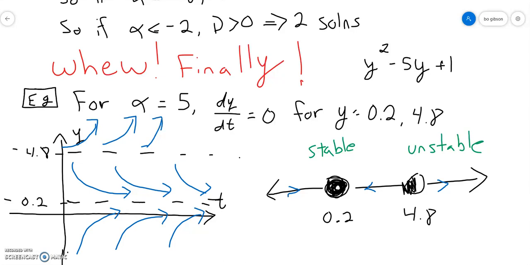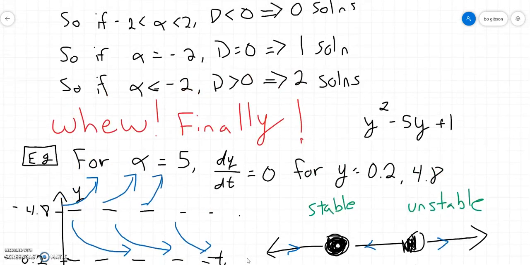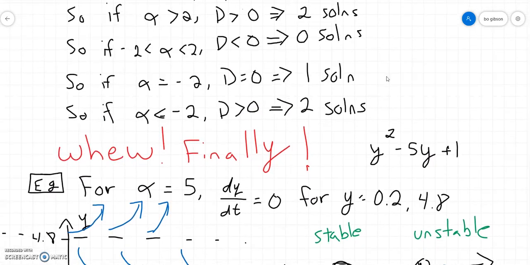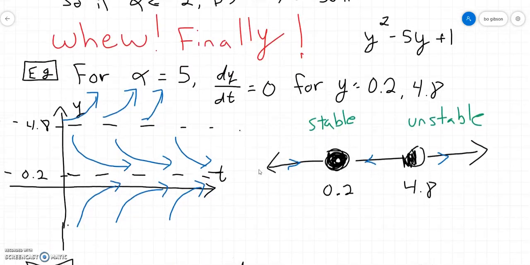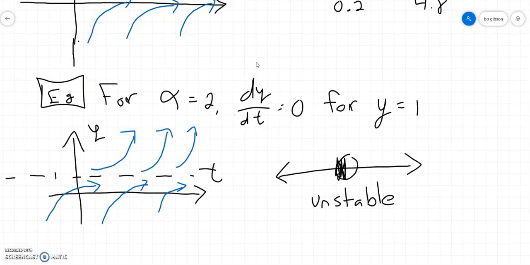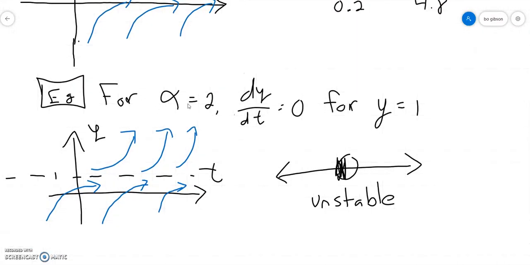Of course, you could do the same thing for any of your conditions on alpha here, right? I could work my way through all of these, but I don't necessarily feel like it. But let's do one more. So now let's choose alpha equals 2.